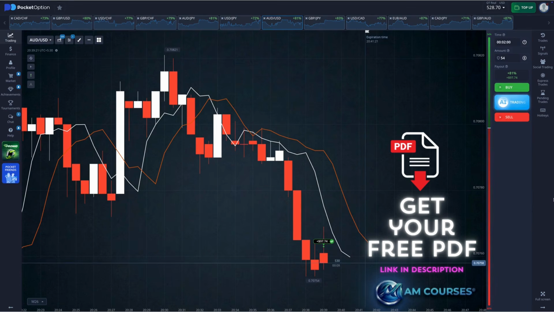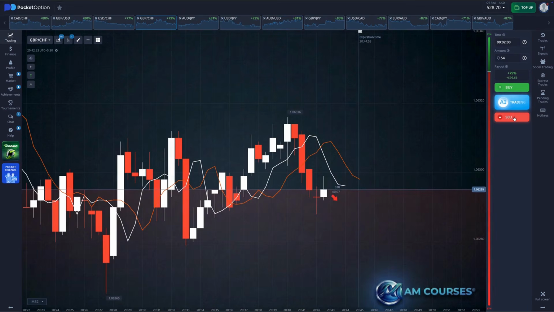Go grab it quickly and then come right back, because next I'm going to show you this exact setup triggering live on a real chart, candle by candle, in real time.